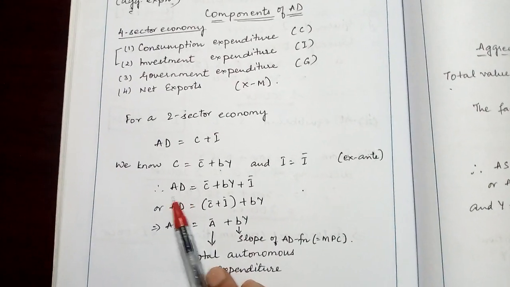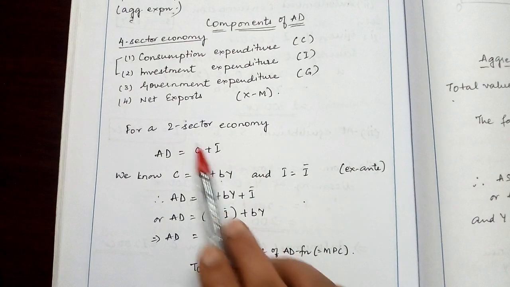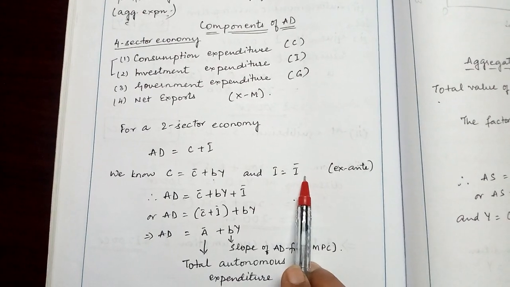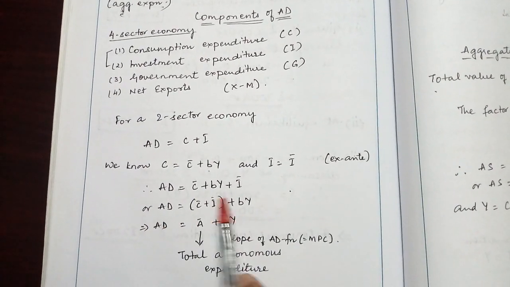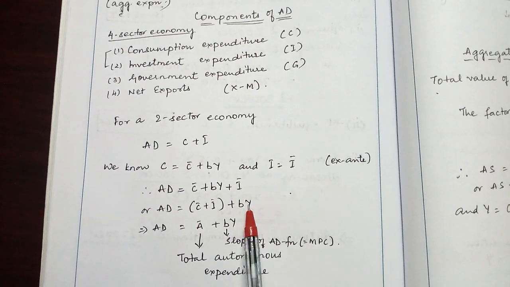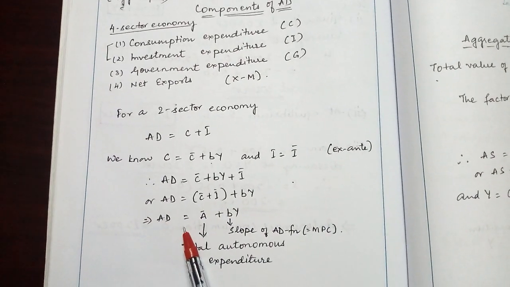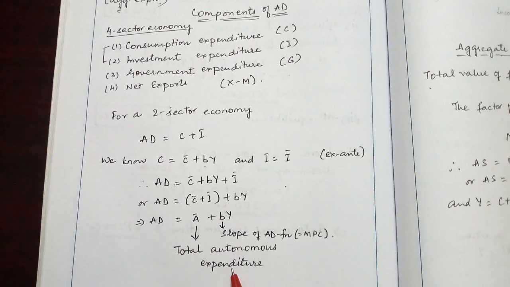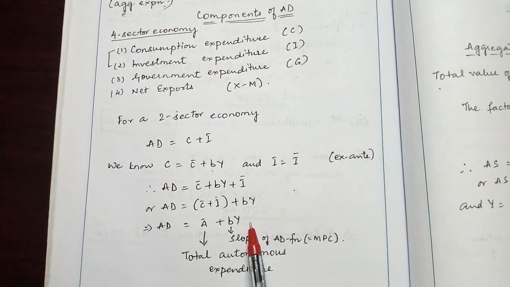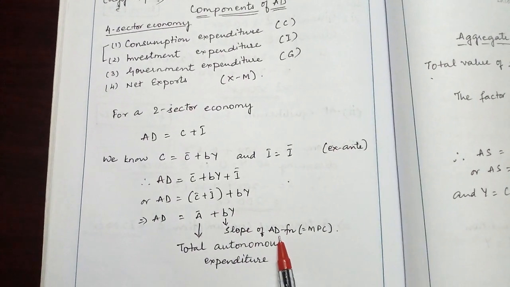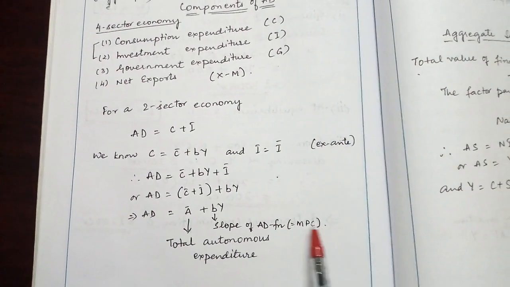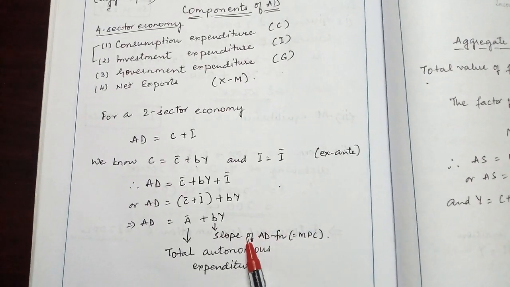Therefore, the aggregate demand will be given by substituting the values: C bar plus BY plus I bar. Rearranging these, we get AD is equal to C bar plus I bar plus BY, or aggregate demand is equal to A bar plus BY. A bar is total autonomous expenditure, which is the sum of autonomous consumption and autonomous investment, where B is the slope of the aggregate demand function, that is the marginal propensity to consume. How is the slope MPC equal to the slope of aggregate demand?